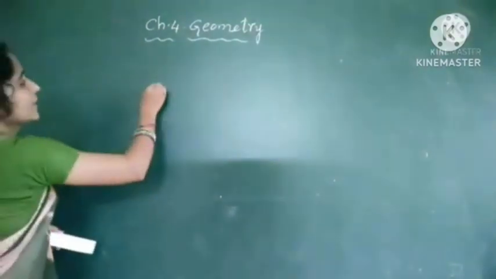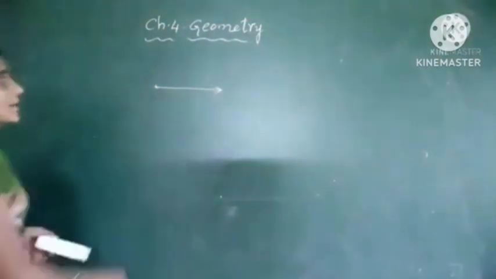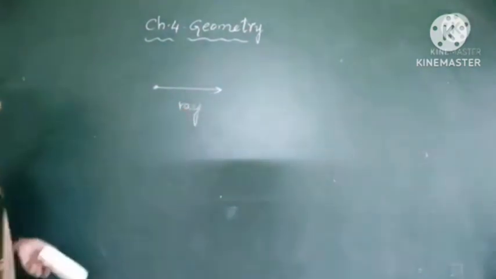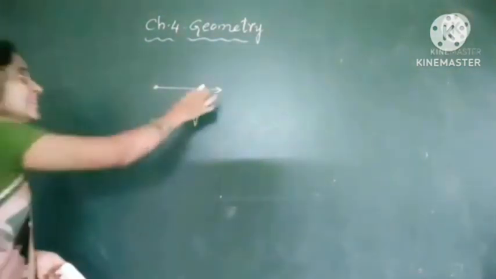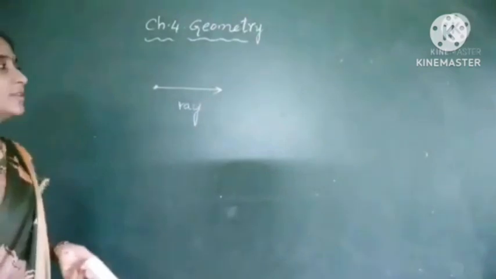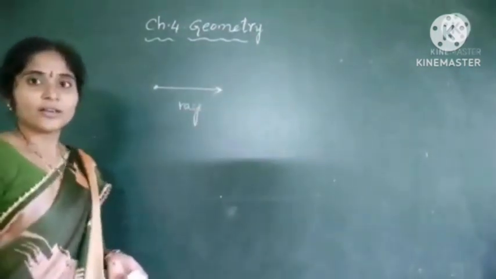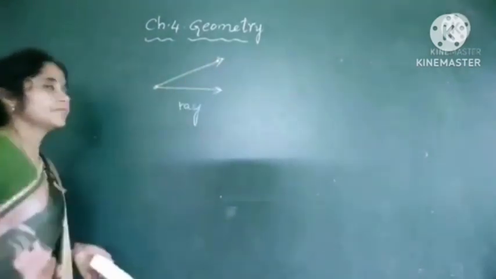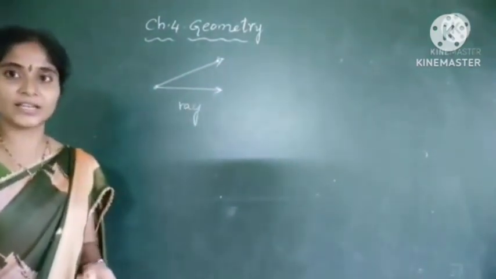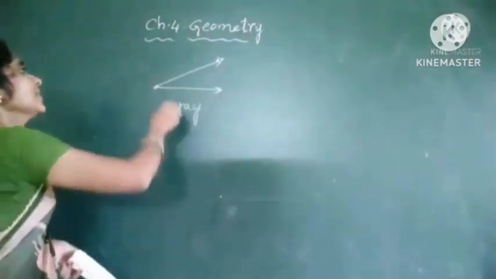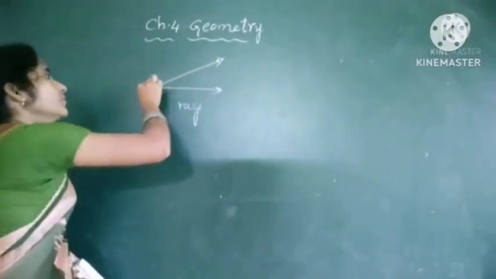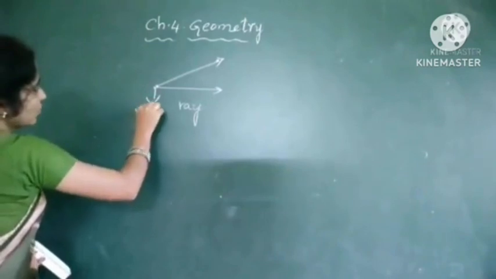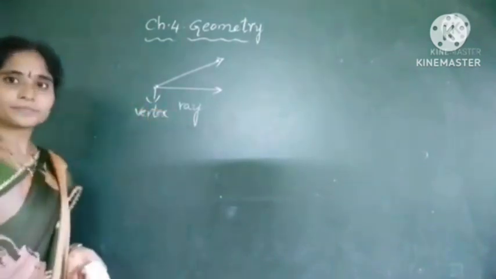Next, coming to the ray. It has only one endpoint. Ray has only one endpoint, and the other side extends endlessly this way. Now this is a ray and this is a ray. Here 2 rays are there. These 2 rays meet at a common point. This common point is called the vertex.